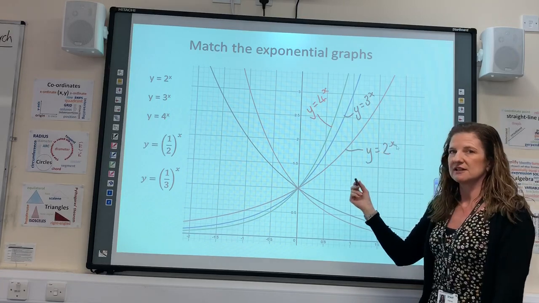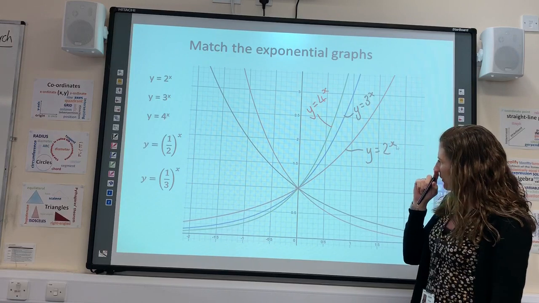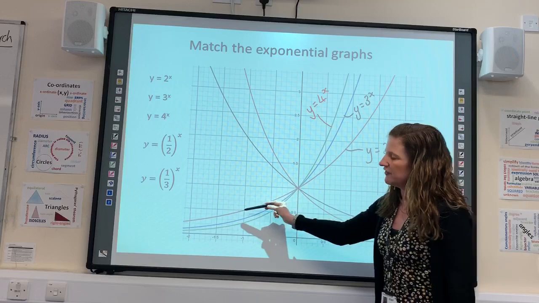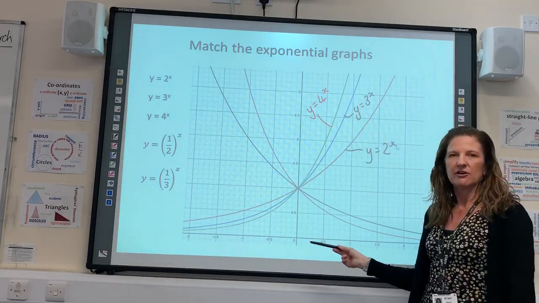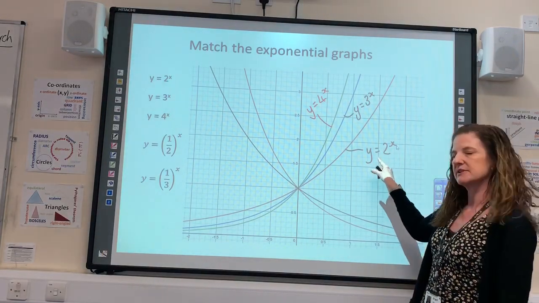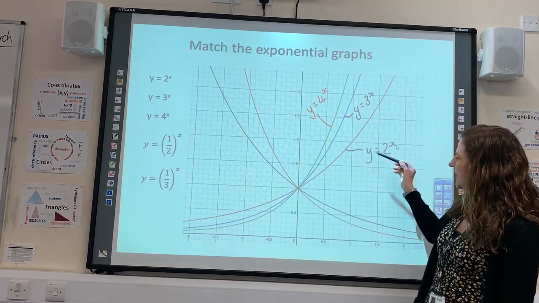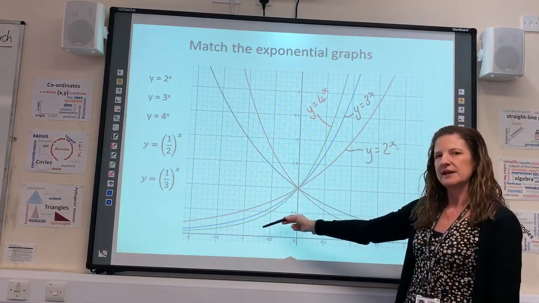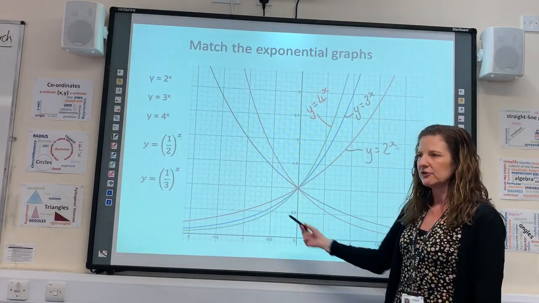Now what's also interesting is what happens the other side of the y-axis here. What you'll notice is that the 2 to the x one has bigger values than the 4 to the x one when your indices are negative. If you think about why that is, when you've got a negative power, that's the reciprocal. So this is going to be a half raised to the power, this is going to be a third raised to the power, this is a quarter raised to the power. So that will get smaller quicker than that one. Okay, so you can tie it in with that.